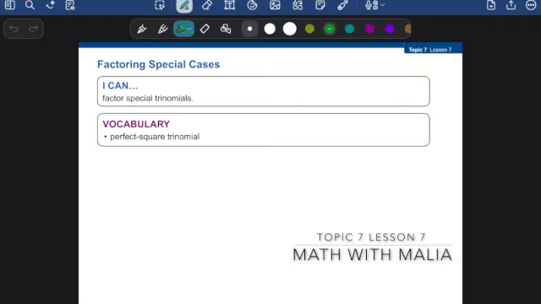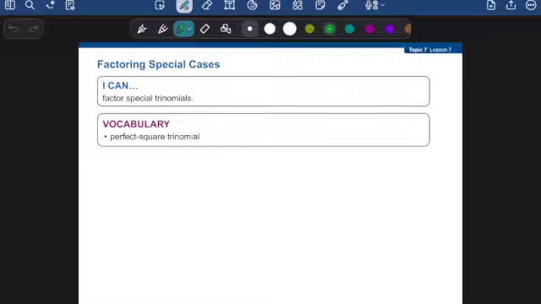Today we're doing Savvas enVision Algebra 1, Topic 7, Lesson 7, Factoring Special Cases. After this lesson, you'll be able to factor special trinomials, for example, the perfect square trinomial. So like we did in a previous lesson, we were looking for special patterns that we could recognize to factor more efficiently and more quickly. And there is a special pattern that we can look for with trinomials, with quadratic trinomials.